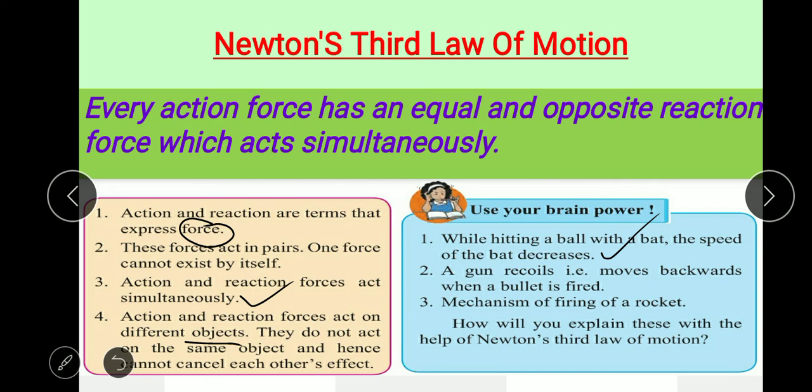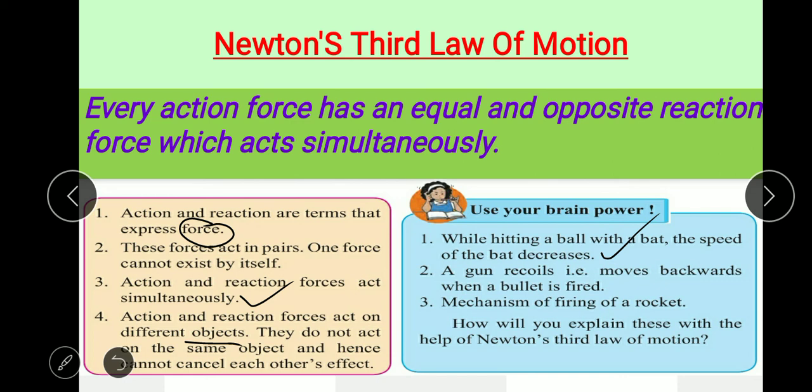In the same way, when you fire a bullet with a gun, what happens, students? The gun recoils, it moves backward when a bullet is fired, students. When a bullet is fired, this is an example of reaction force, students.